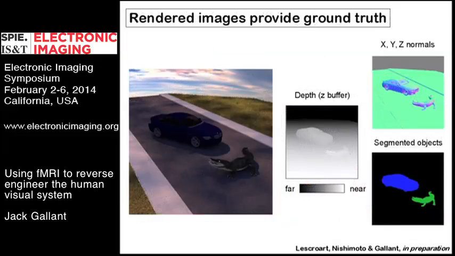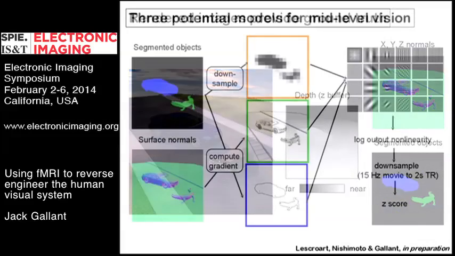So to try to get at this issue, we created artificial movies using Blender, which is an open source animation software. And the nice thing about Blender is now we have ground truth. We have a depth map for all the pixels. We have all the normals. We have the segmented objects. And now we can use these different kinds of features to try to model our system.